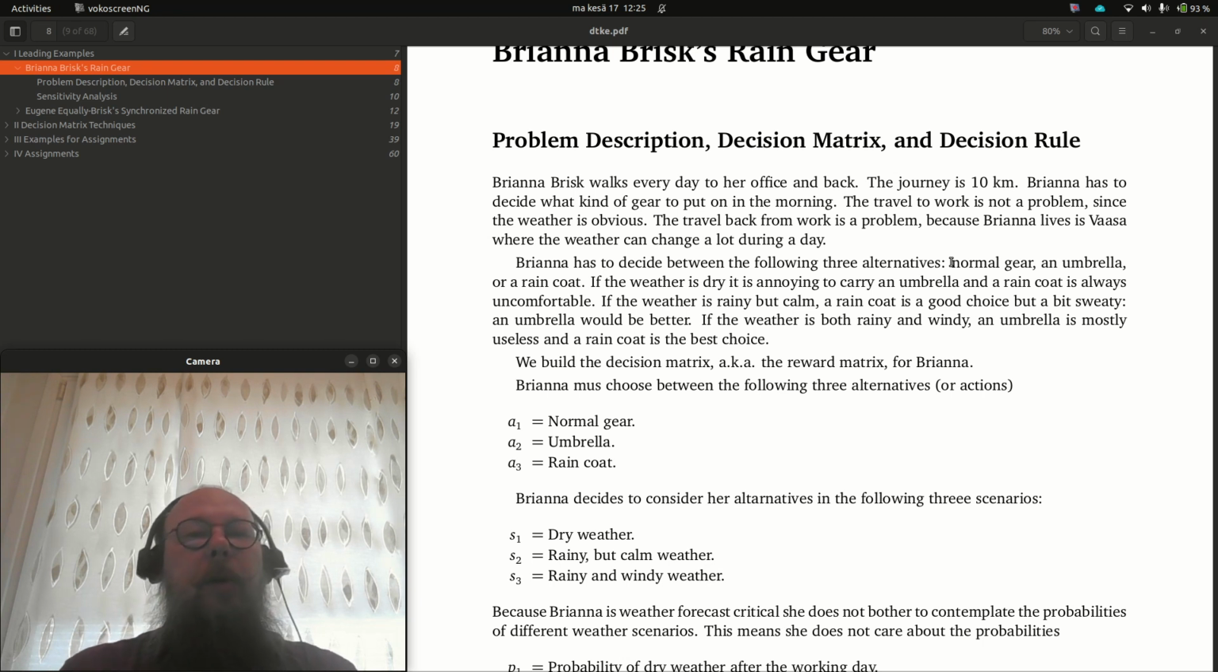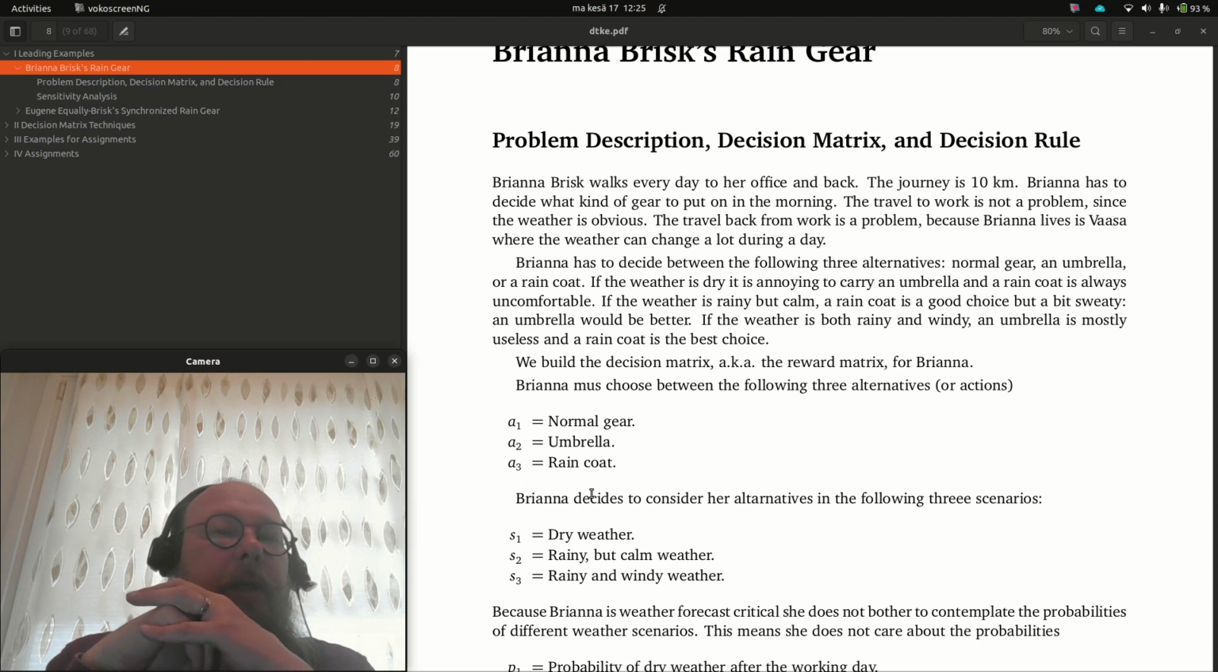Okay, so what do we do next? We build the so-called decision matrix, which is also known as the reward matrix, for Brianna. And as we said, we have three alternatives, and these alternatives, or actions if you like, are usually denoted by A and then a sub-index, so A1 is normal gear, A2 is umbrella, and A3 is a raincoat.